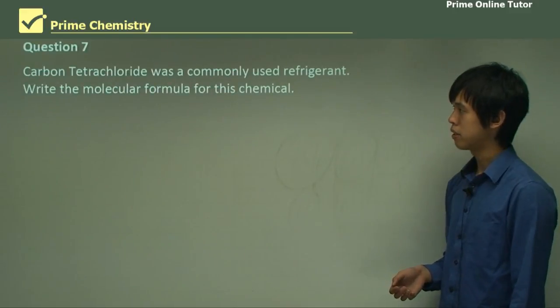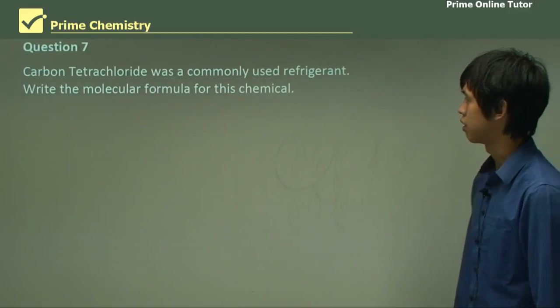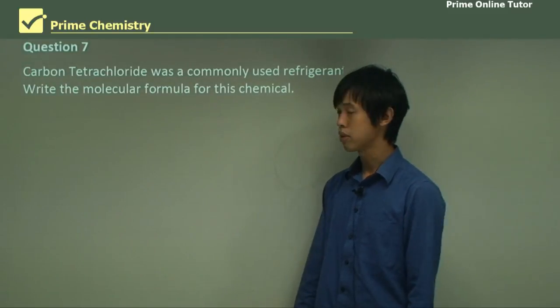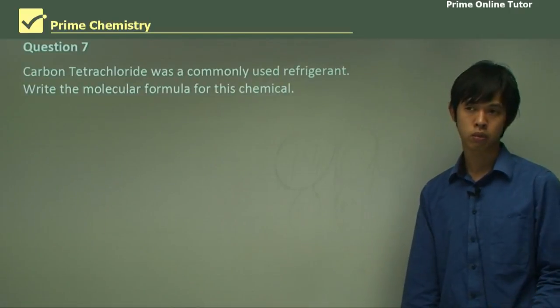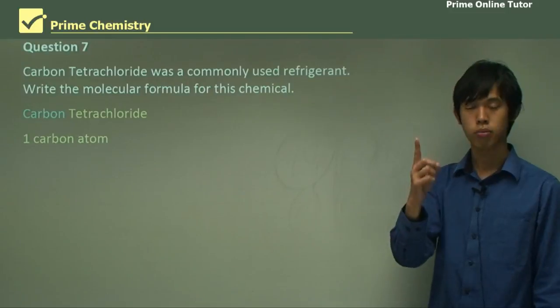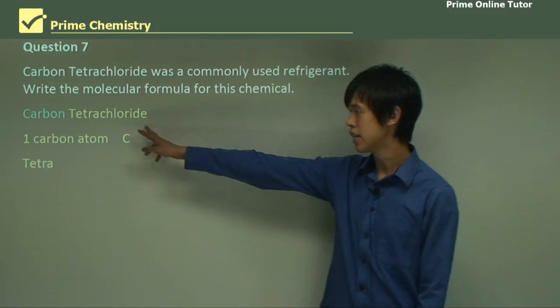Question 7. Carbon tetrachloride was a commonly used refrigerant. Write the molecular formula for this chemical. Okay, so we know the name, so what's its formula? So carbon we're going to look at first. So there's one carbon atom, and that's given the symbol C.